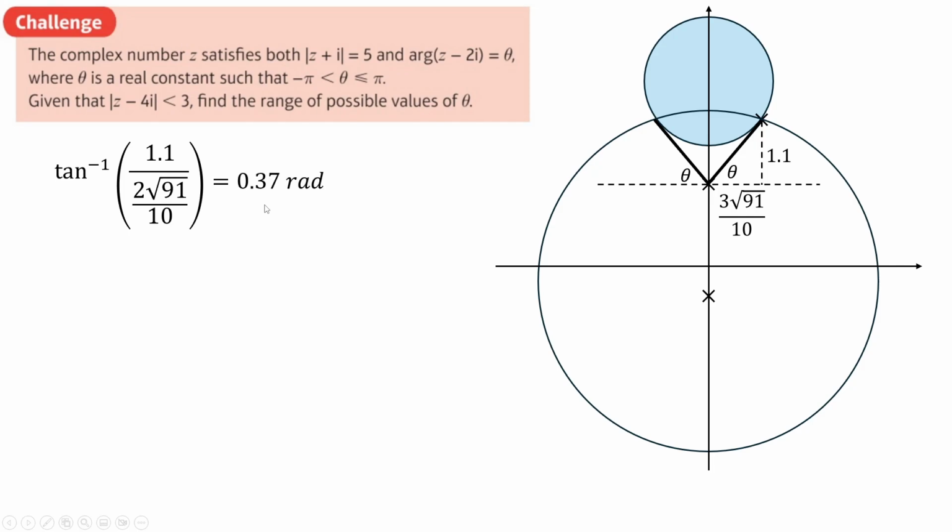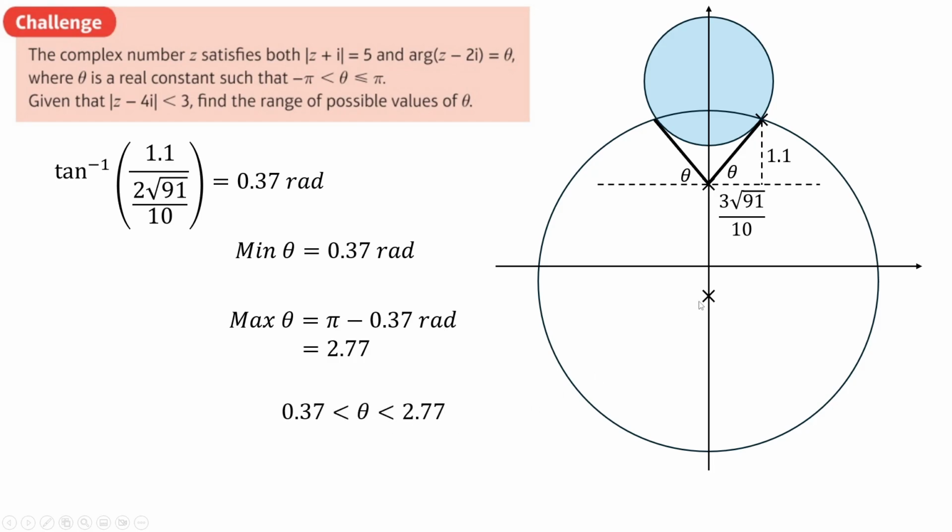So just plug that into your calculator, you'll get 0.37 radians, and that's the minimum angle. Now the maximum angle is going to be, well, actually, this full angle here, because you're measuring from the positive real axis. So you can just do pi, take away this, and you'll get the maximum, which is 2.77. And so that means that theta lies between these 2 points, but it's not actually equal to those 2 points, because we want to be inside of this circle, and you're only inside of this circle when you've got strict inequalities like this.